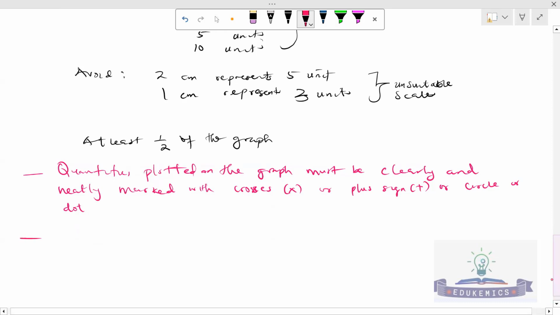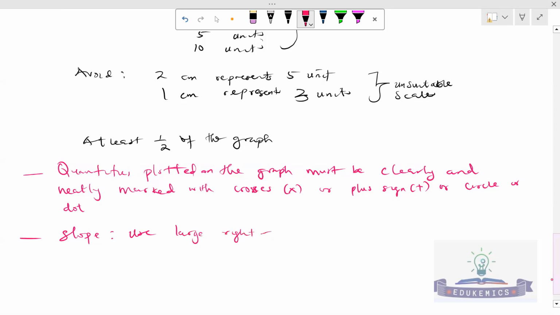Another thing you have to consider is to use a large right angle triangle to evaluate the slope. So for the slope, use a large right angle triangle. And you must show clearly how you obtained your answer. So use a convenient denominator. Choose points that are easy to locate and are not ambiguous.